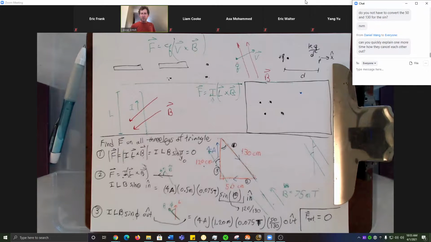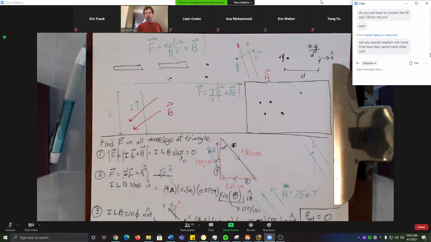And do you not have to convert the 150 and 130 for the sine? Yeah, 50 over 130, or you can do 0.5 over 1.3. I mean, it's the same. It's just the ratio. So Abby's okay. Oh, I see. I should look for the NVM.